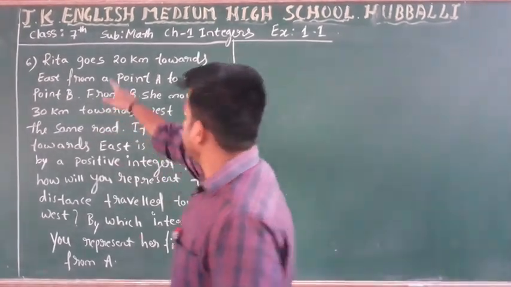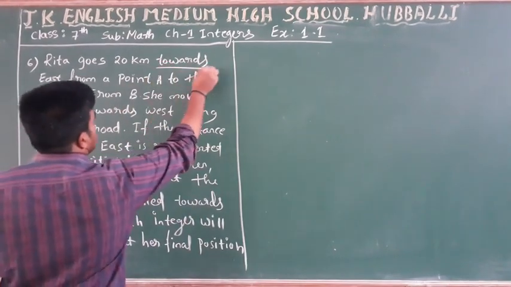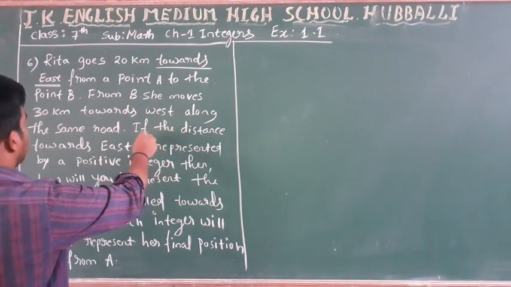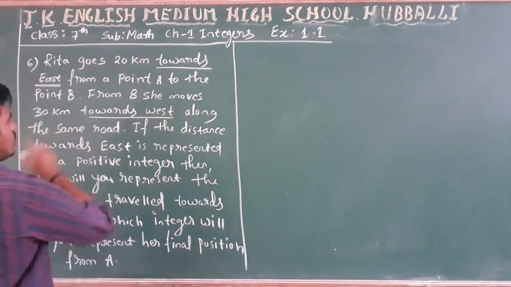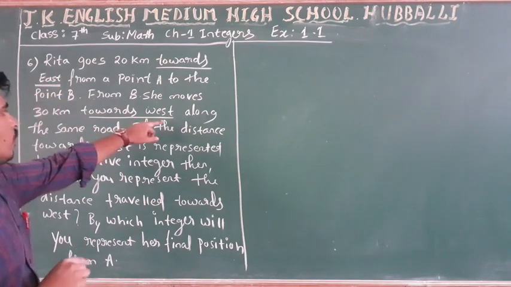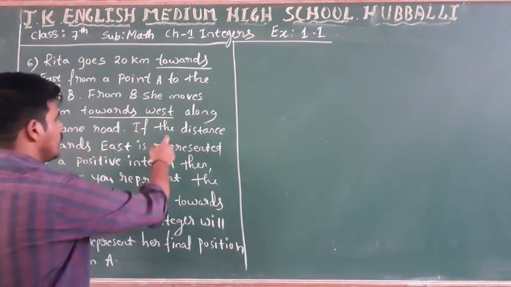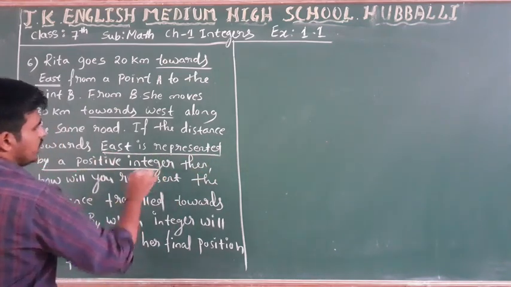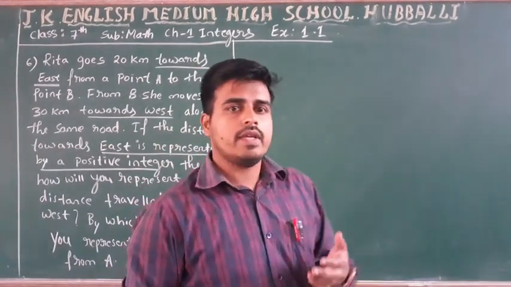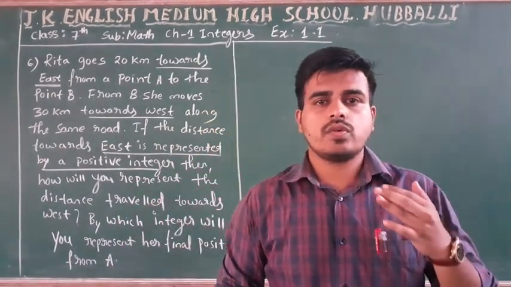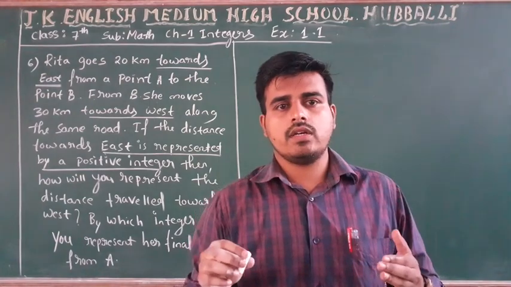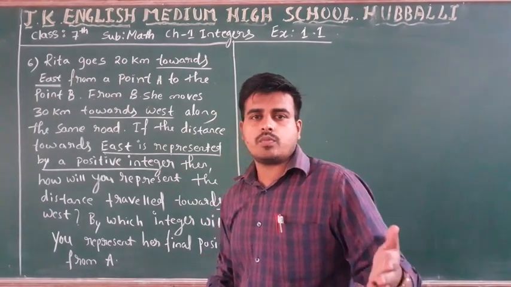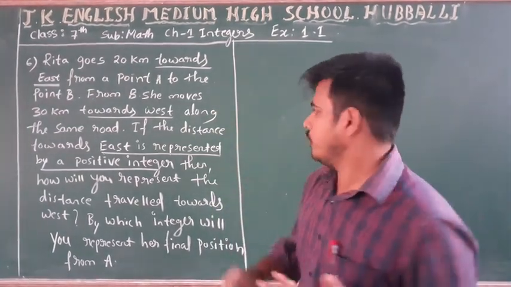You can observe 20 km towards east, then towards west. You can see two opposite words, east and west, and they are already mentioning that the distance towards east is represented by a positive integer. They are only giving an indication to take the distance towards east as a positive integer. Then what are you going to do with the west? If east is positive, west will become negative.